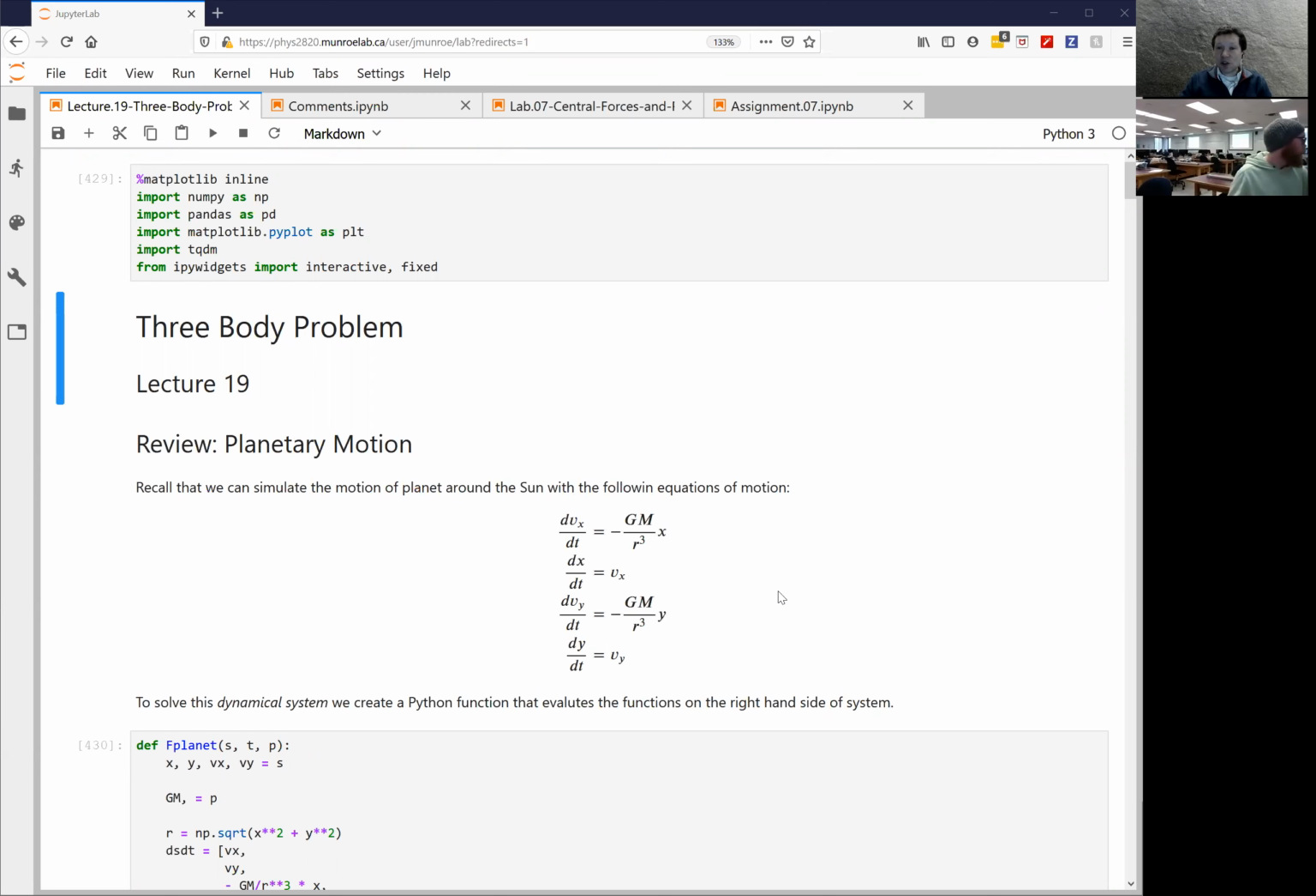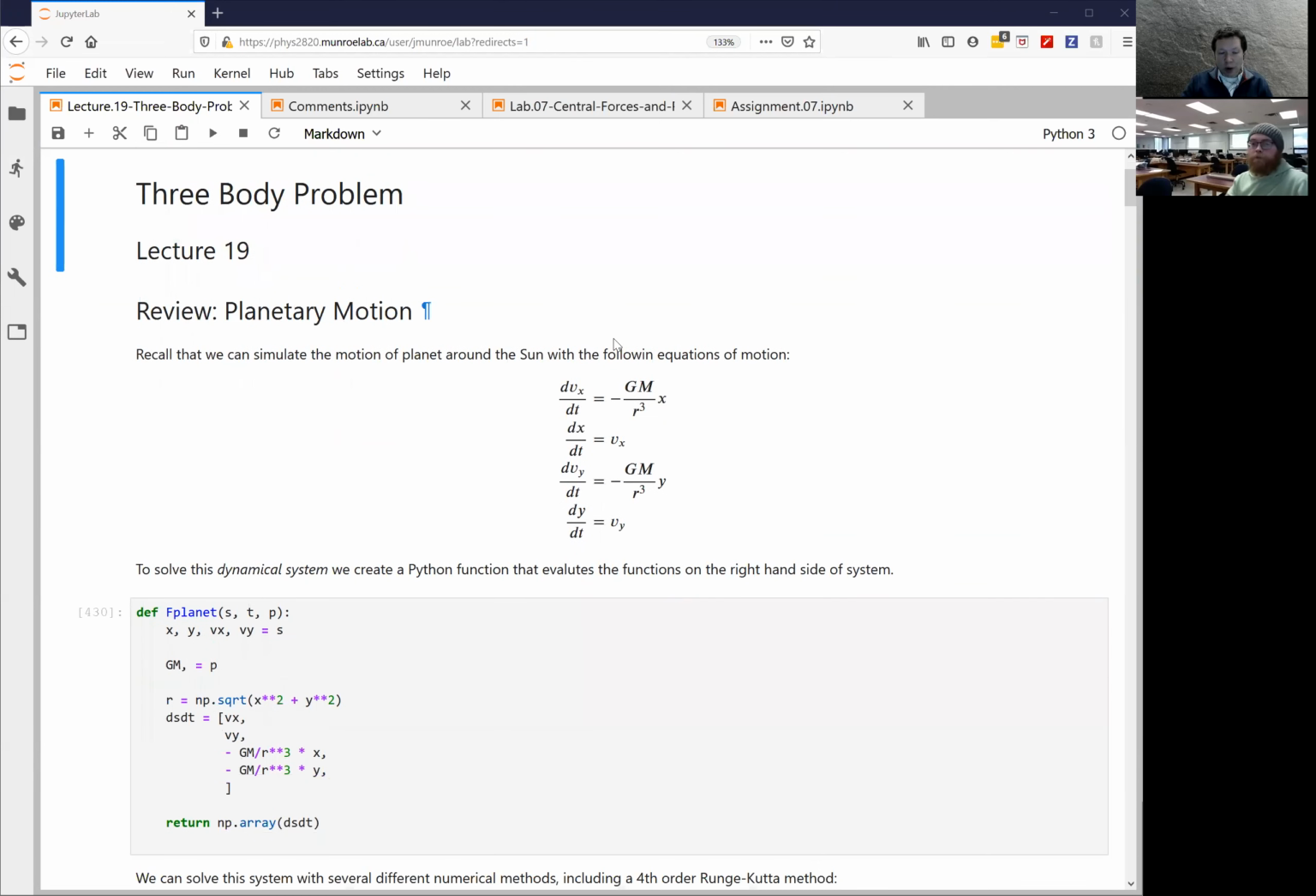This gives you a dynamical system, and one of the general themes of this course is many mechanical problems can be written as the derivatives of a bunch of variables is equal to a bunch of expressions. I'm calling this the right-hand side of the system of equations. Once you have the right-hand side, you can apply a numerical method to solve it. So what is that right-hand side?